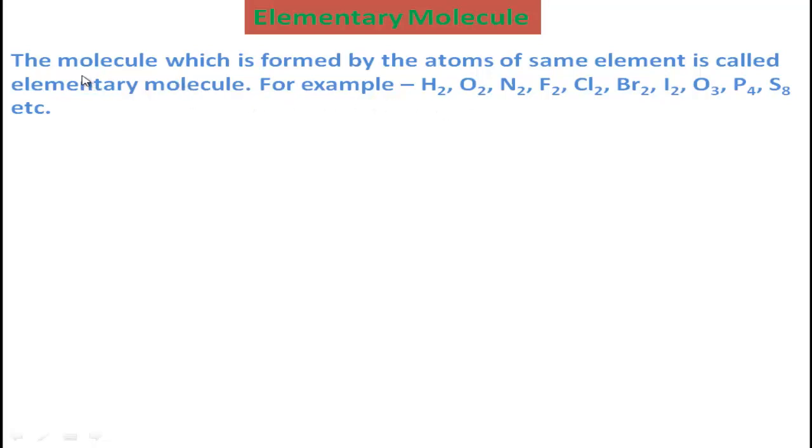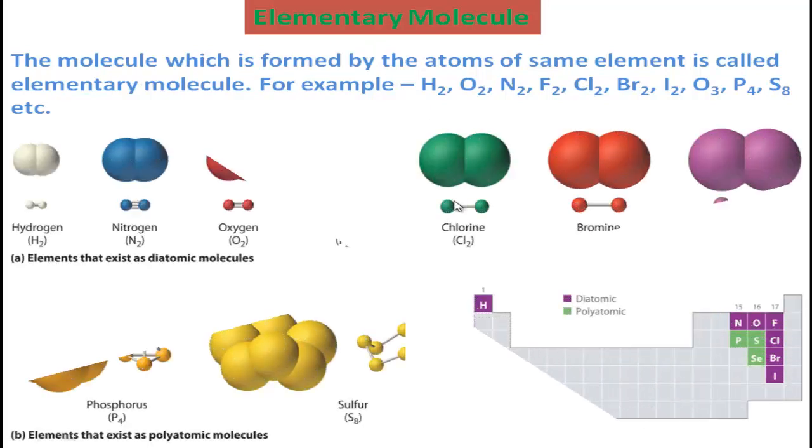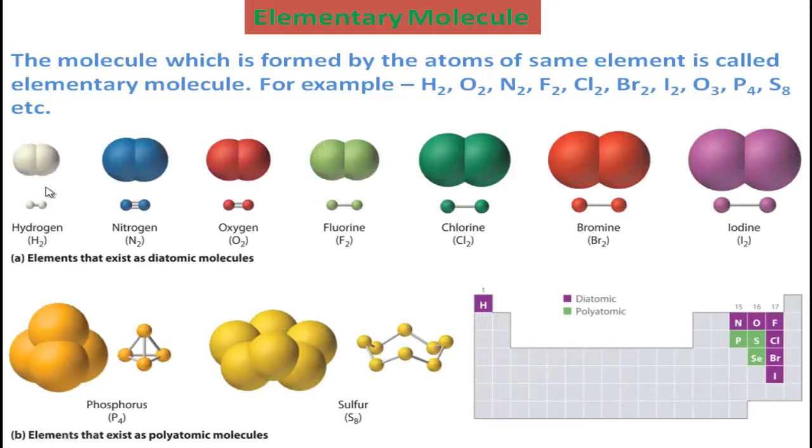So the molecule which is formed by the atoms of same element, that means here molecule is formed, we know, by the atoms, but when the atoms of same element are combined together and form molecule, then that molecule is called elementary molecule. For example, follow here. This is oxygen, which is present in our air. This is hydrogen molecule, nitrogen molecule.